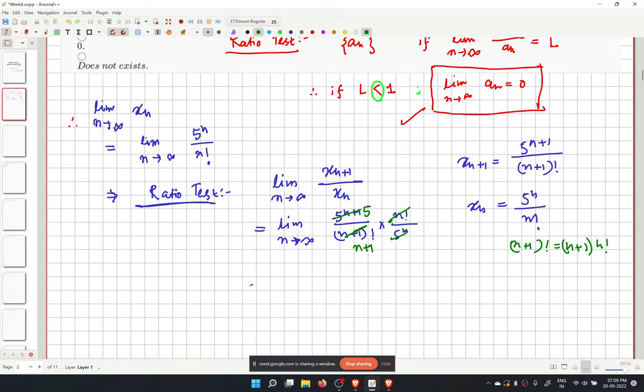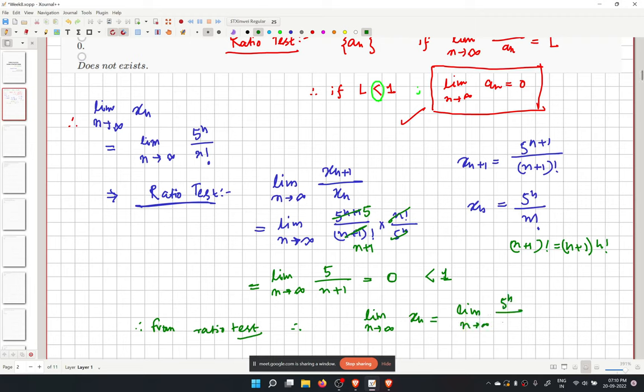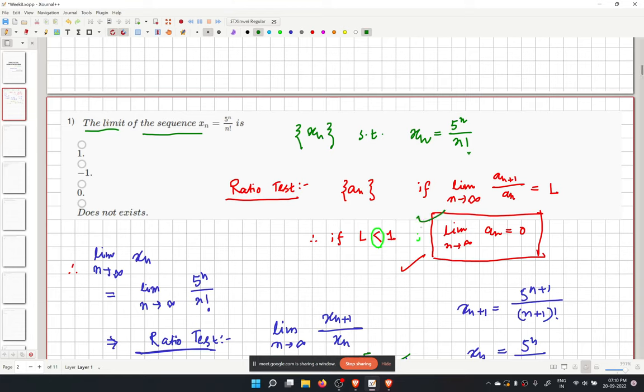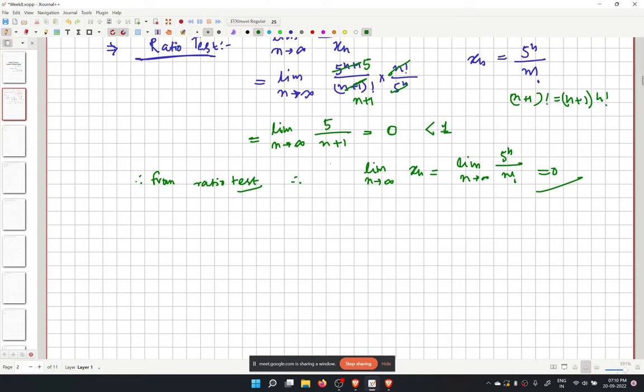So this reduces to the limit as n tends to infinity of 5 over n plus 1. Clearly, when n tends to infinity, this goes to 0, and 0 is less than 1. So from the ratio test, we can say that the limit as n tends to infinity of xn, which is the limit of 5 to the power n by n factorial, is actually 0. This is our answer. We can check the given options and see that the third option is the correct one.